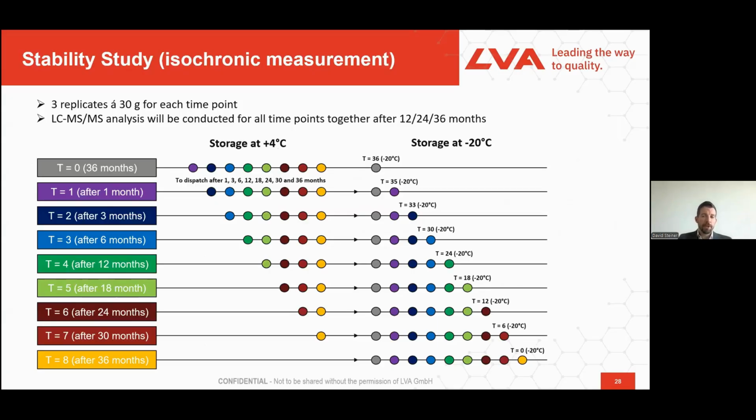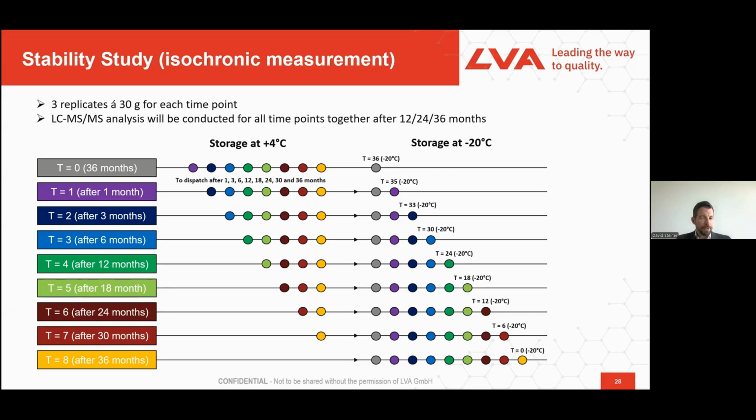The stability of the material is evaluated over a period of 36 months, so 3 years. So for each time point, 3 replicates are stored to allow for triplicate analysis at defined intervals. For example, after 1, 3, 6, or 12 months, the samples are transferred from the regular storage to minus 20 degrees. So this temperature is used as a reference condition where the material is considered stable and no further degradation is expected.